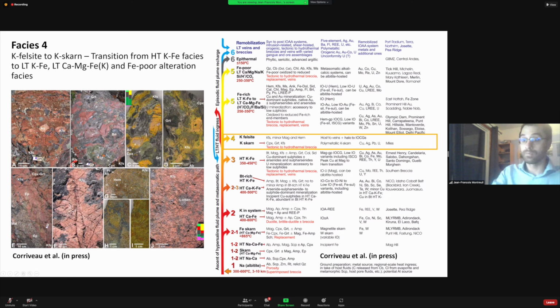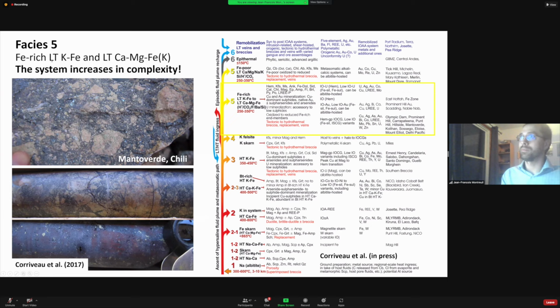And then this brings us to the low temperature facies 5, low temperature potassic iron and calcium magnesium iron. Once we reach this facies, the system and the mineralization types that are possible are significantly increasing in terms of complexity. There's such a wide diversity of mineralization at this stage. It's quite interesting, but it's also getting quite complex as well. We'll start to cover those that are associated with the potassium iron component, and then we'll go to the calcium magnesium iron component as well. Example here from the Manto Verde IUCG deposit in Chile.